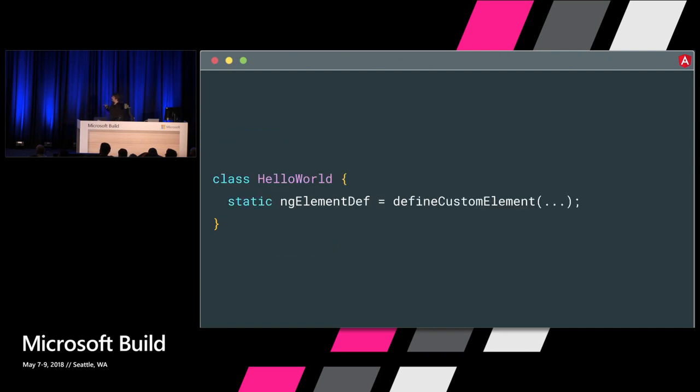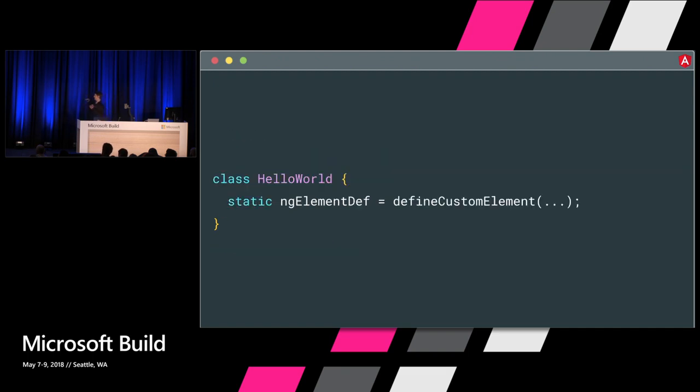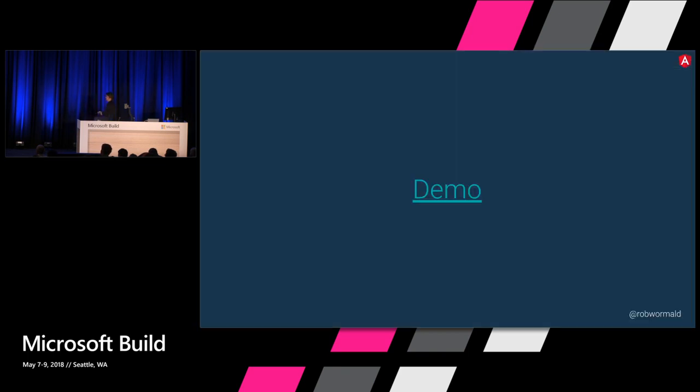Don't worry too much about this, but when we take that decorator that you do here, we down-level it to a custom element definition. So now you've got your Angular component that's got its Angular element def connected to it, so you can just work with it. I've got a demo of this just to show you real quick.